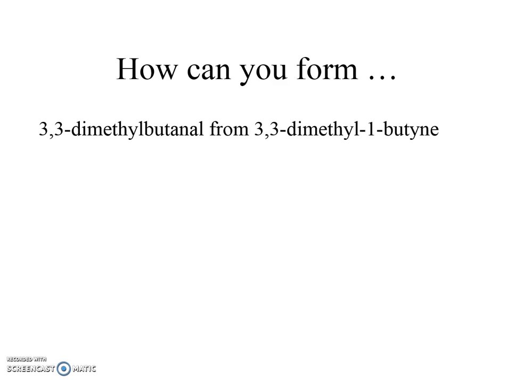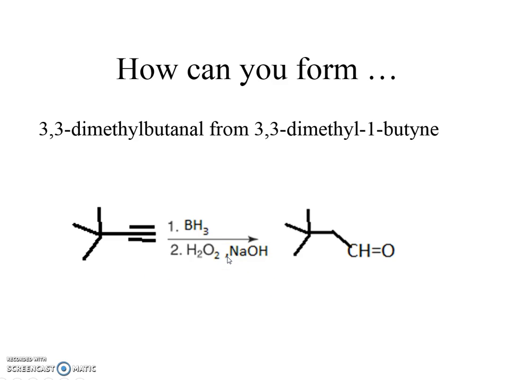How can you form 3,3-dimethylbutanal from 3,3-dimethyl-1-butyne? Well, this is 3,3-dimethyl-1-butyne. Here's 3,3-dimethylbutanal. You can see that this carbon right here became this carbon. What conditions cause that? Well, that would be hydroboration.